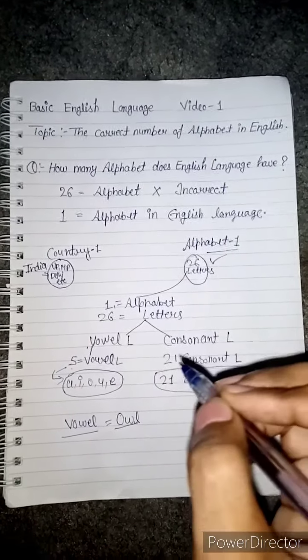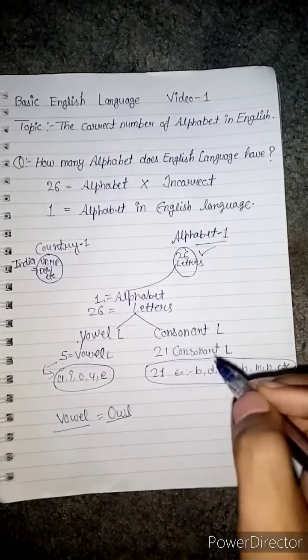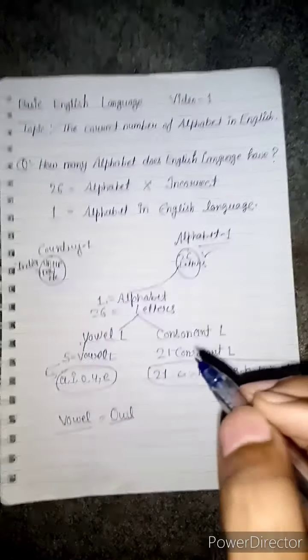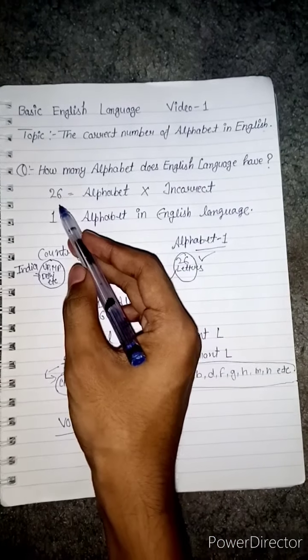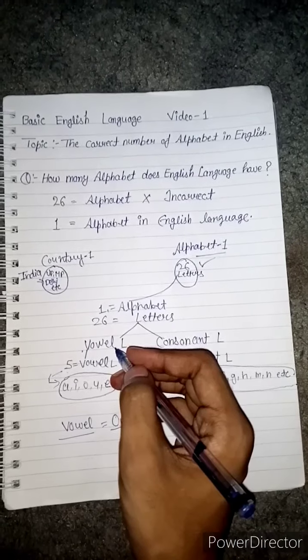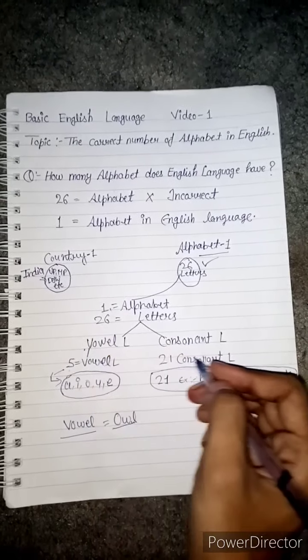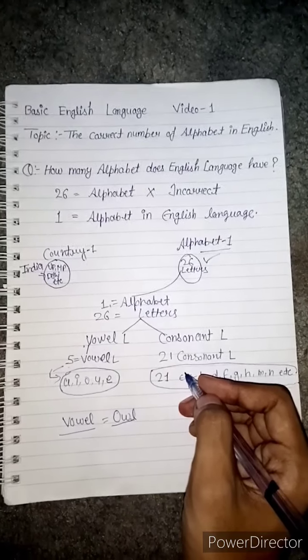When anyone asks you how many alphabet does English language have, you can confidently tell them that we have only one alphabet in English, and inside the alphabet we have 26 letters. These letters are divided into two categories: vowel letters and consonant letters. We have 5 vowel letters and 21 consonant letters.